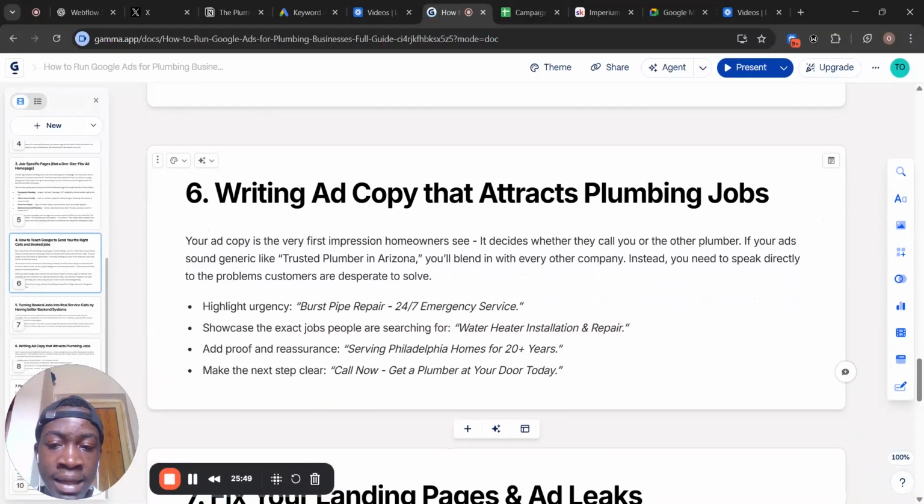So also make the next step clear. Get a plumber at the door today. Call now. Give them the next action to take after they see your ad. What do you next want them to do? Actually put that into your ad copy.